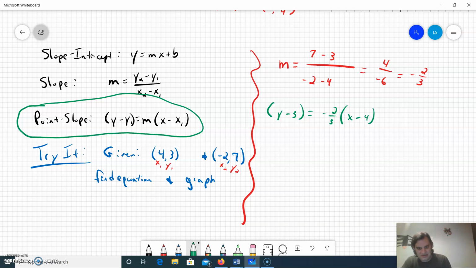And then we can come down and use our point-slope formula. We have our y1 and x1 identified, so y minus 3 equals negative 2/3 times x minus 4. So we're going to clean that up, so we'll have y minus 3 equals negative 2/3 x plus 8/3. If you use the distributive property, we will add 3 to both sides.